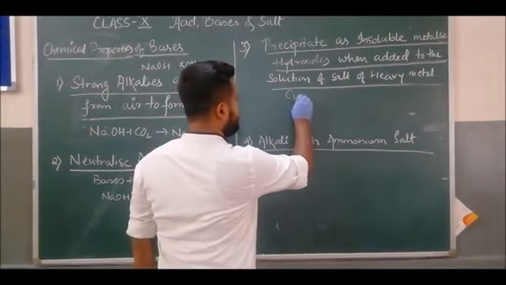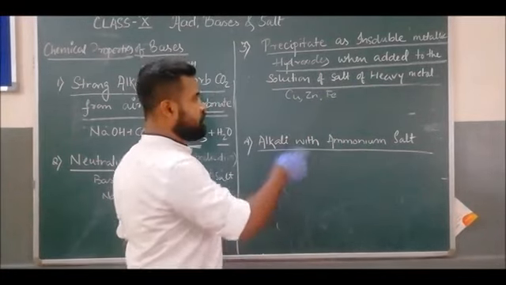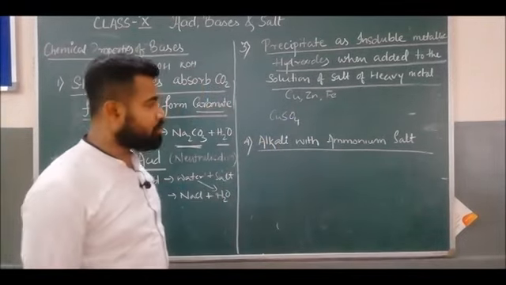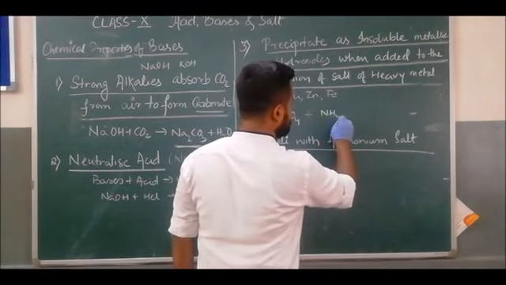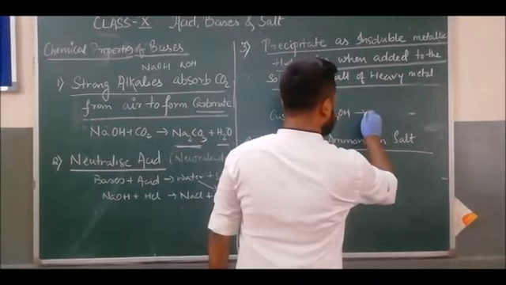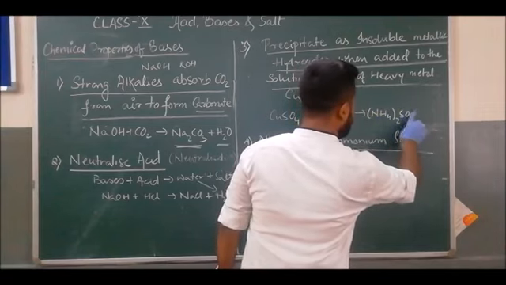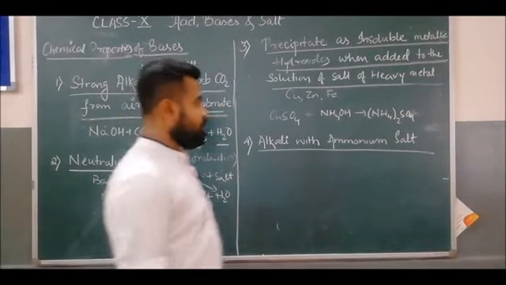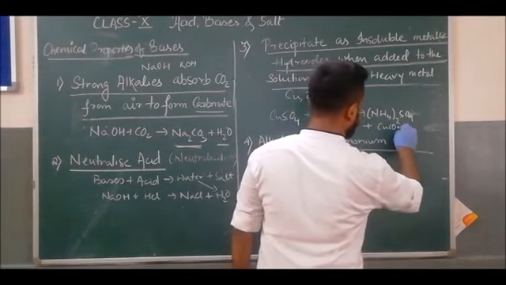Like copper, zinc, iron. These are considered heavy metals. So the salt of a heavy metal, for example copper sulfate, is the salt of copper. Salt of copper, when treated with, suppose, ammonium hydroxide, which is a base, will give ammonium sulfate, and it will give an insoluble one, that is copper hydroxide.